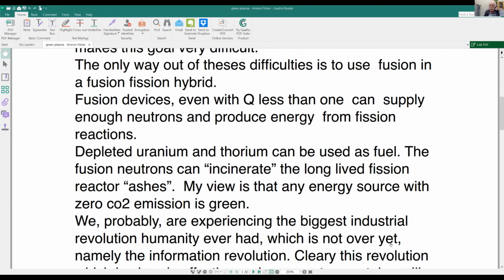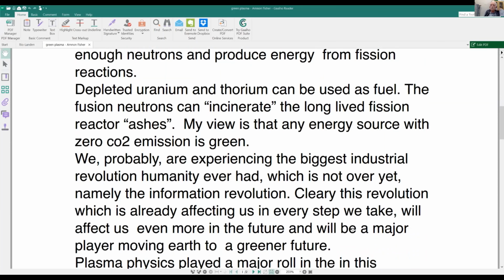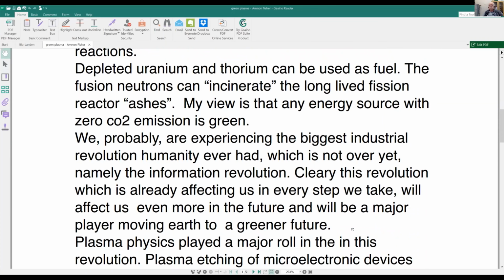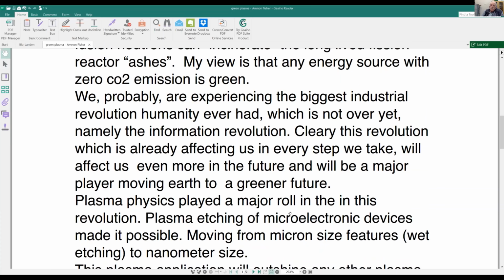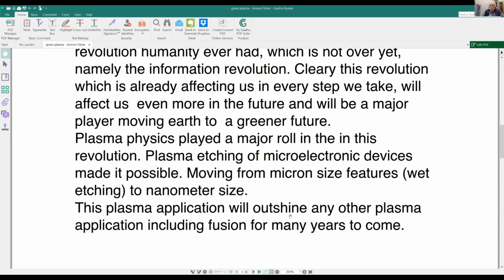And it can be done in depleted uranium and not in thorium. And if you have enough neutrons, you can even burn the ashes, the byproducts of the fission. So the idea of having pure fusion to generate energy, I don't think it's possible. It's too expensive, too complicated. And fission is a solved problem, and society has to overcome this inhibition against fission.